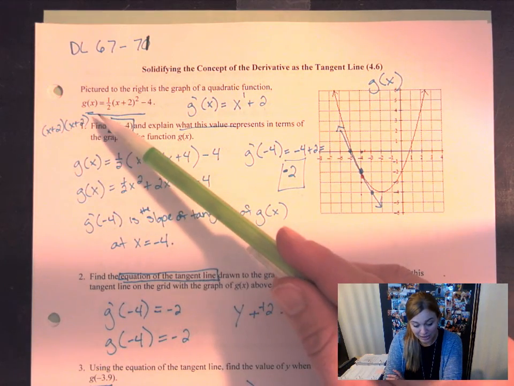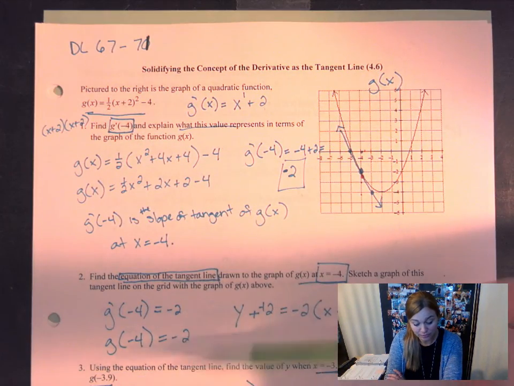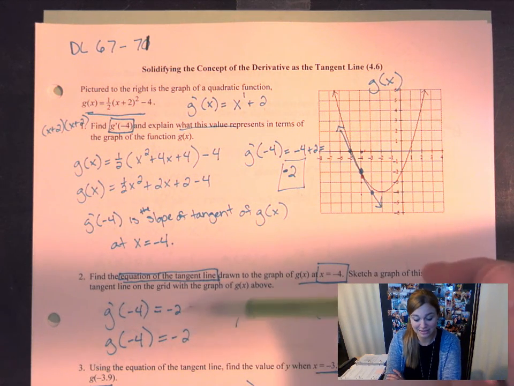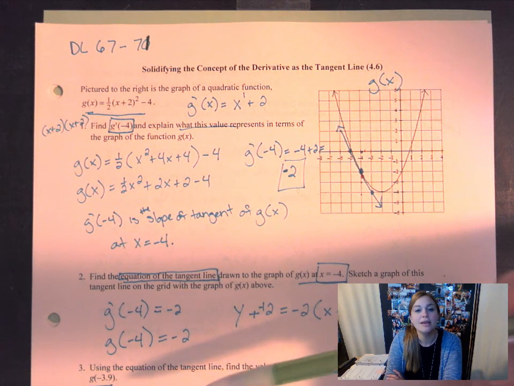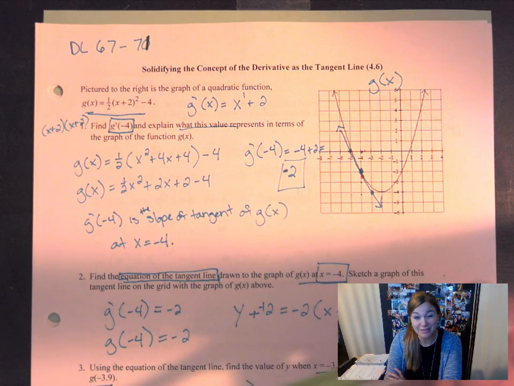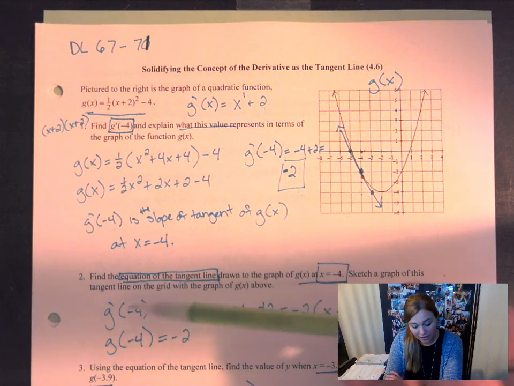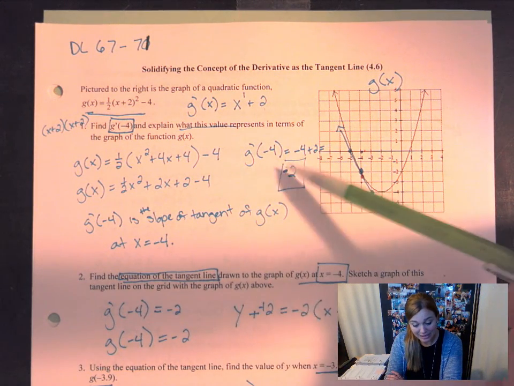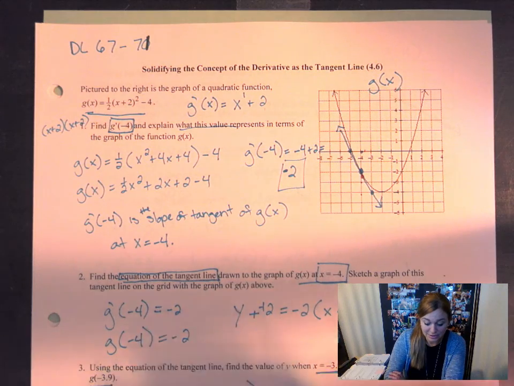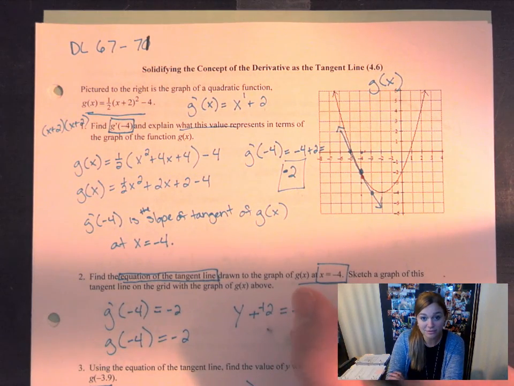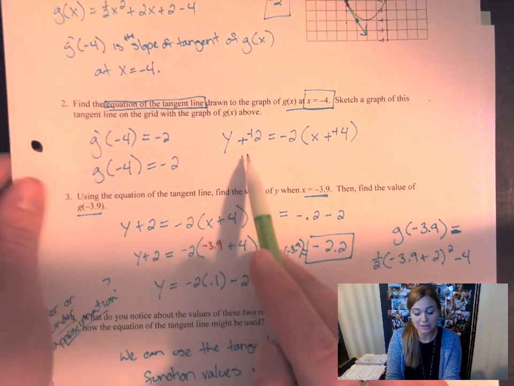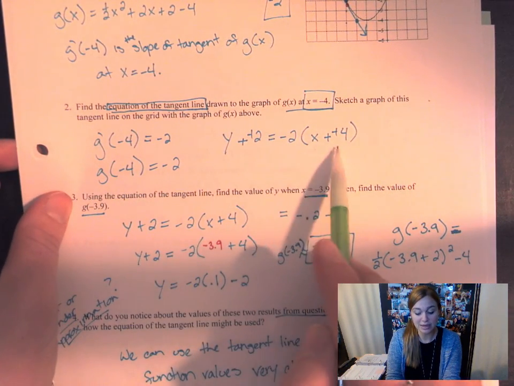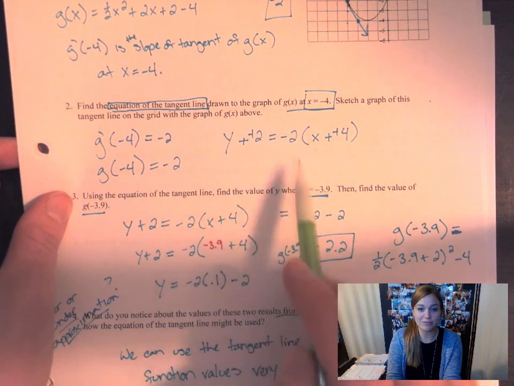I substituted in -4 and got out -2. It's just a coincidence that the slope, the derivative, and the point happen to have the same x and y value. Whatever, it just happened that way. g prime of -4 we already found was -2, so this is always y minus y1. I should put this up here so you can see it a little bit more. y minus y1 is equal to m times x minus x1, and because these were both negative, it became plus positive.